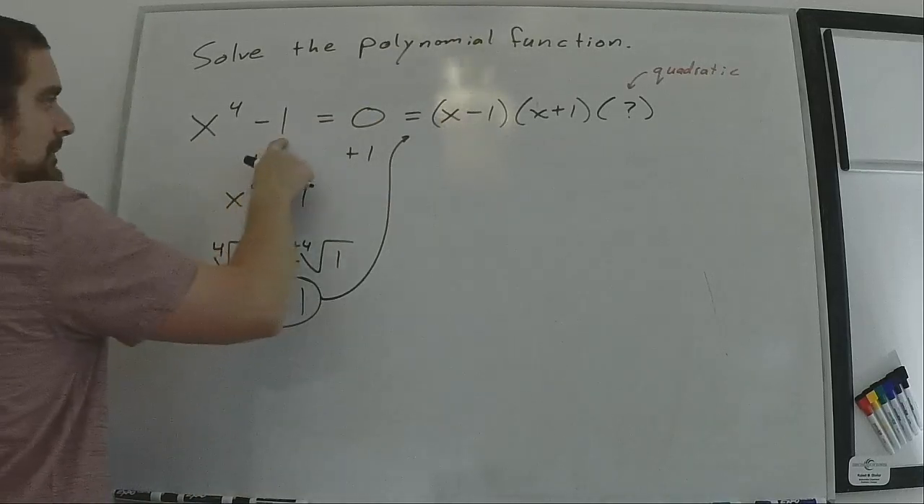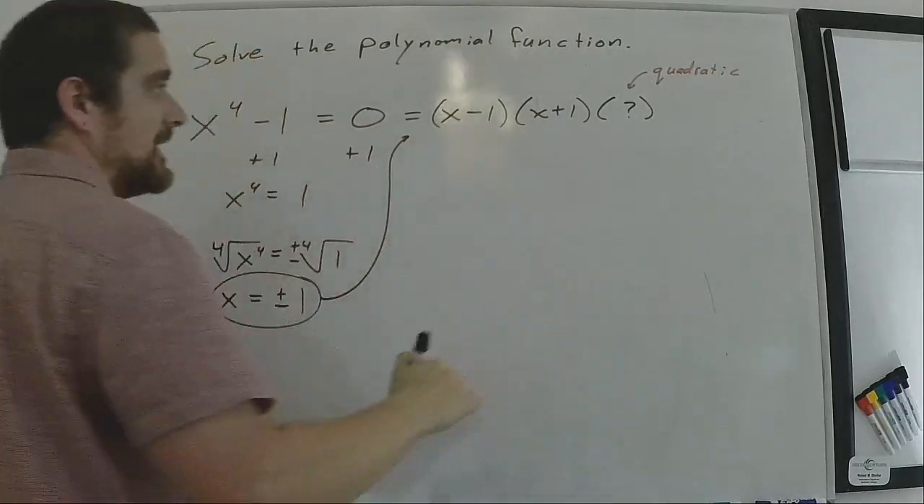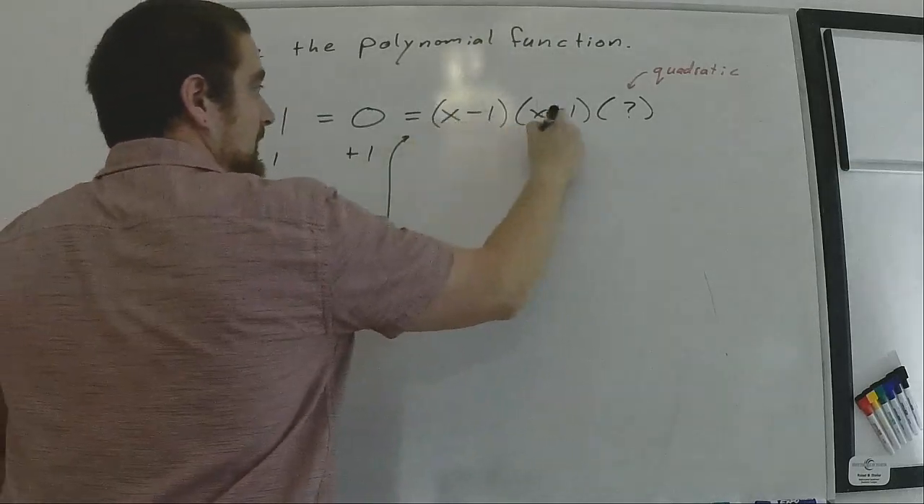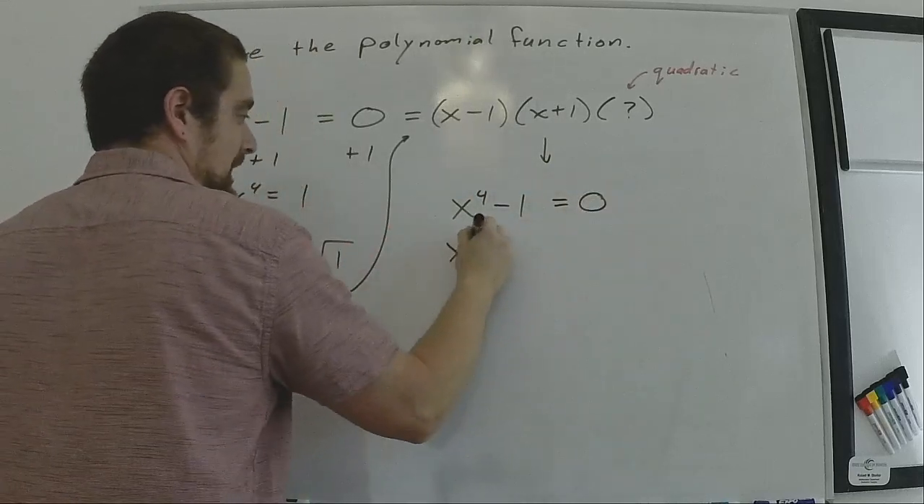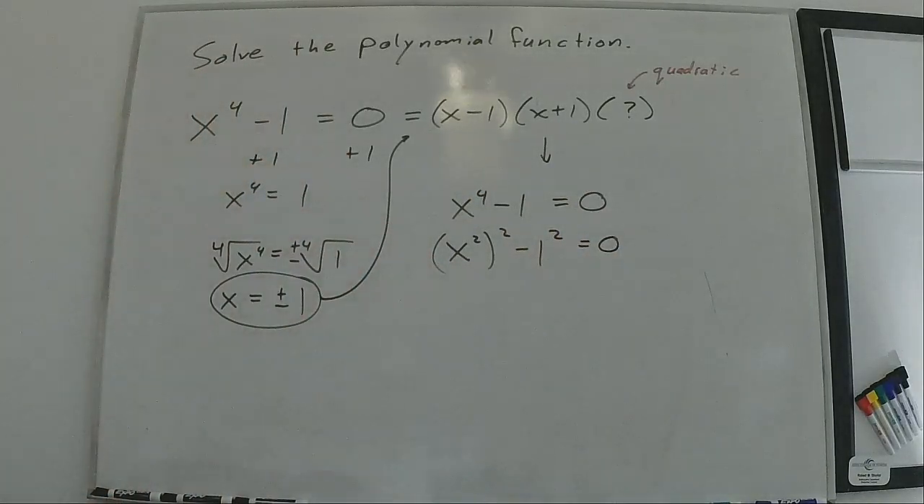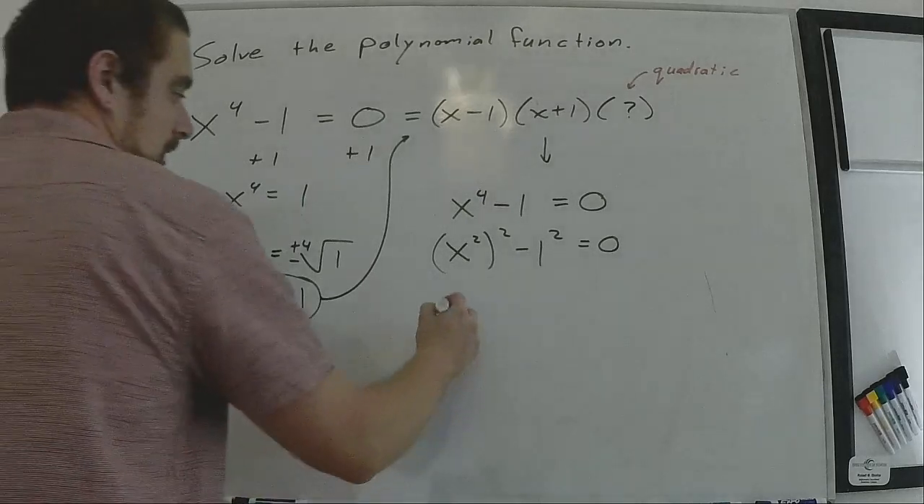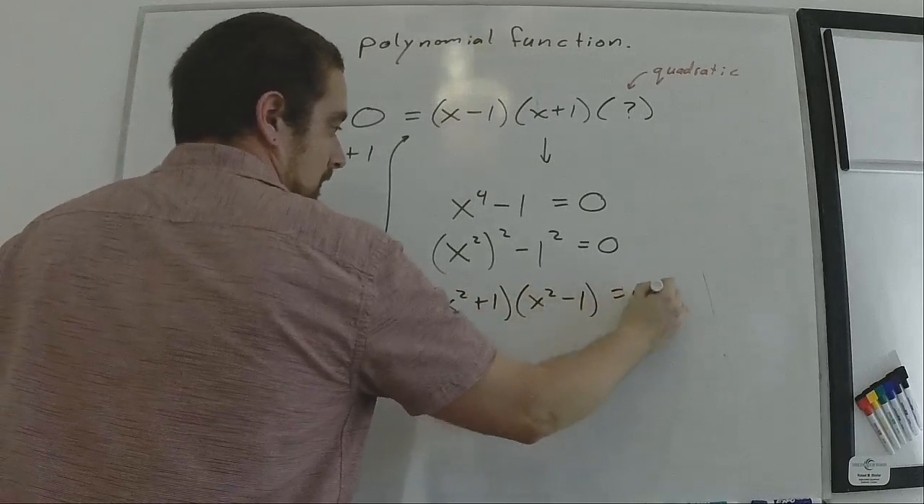So we could take x to the fourth minus 1. We'd have to divide once by the x minus 1 factor, again by the x plus 1 factor. But before I go doing that, I can try and take x to the fourth minus 1 equals 0 and look at it a little differently, in this case as the difference of squares. And it may not be very apparent at first, but if I look at x squared squared, that is x to the fourth. And of course 1 squared is 1, so technically that's still the difference of squares. And I would have x squared plus 1 times x squared minus 1 equals 0.